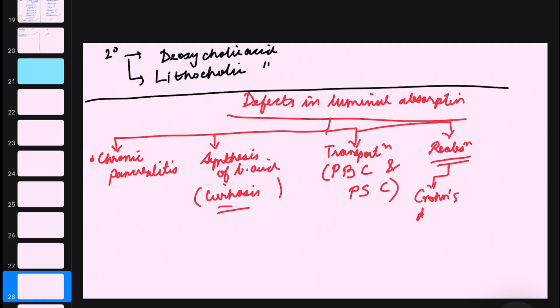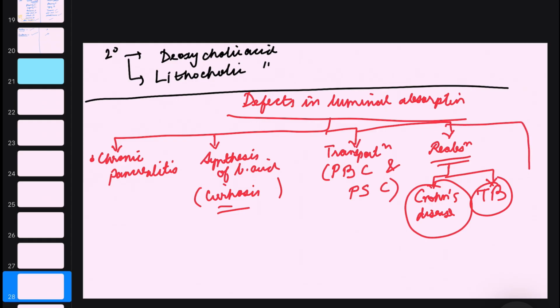Crohn's disease majorly affects the ileum. Another very important pathology which majorly affects the ileum is TB, tuberculosis. Both lead to ileal dysfunction and hence will affect the reabsorption of bile salts. Now, last but not the least.